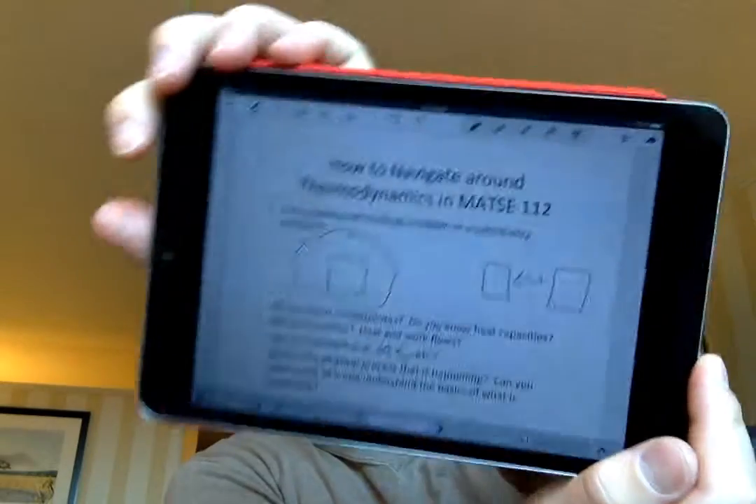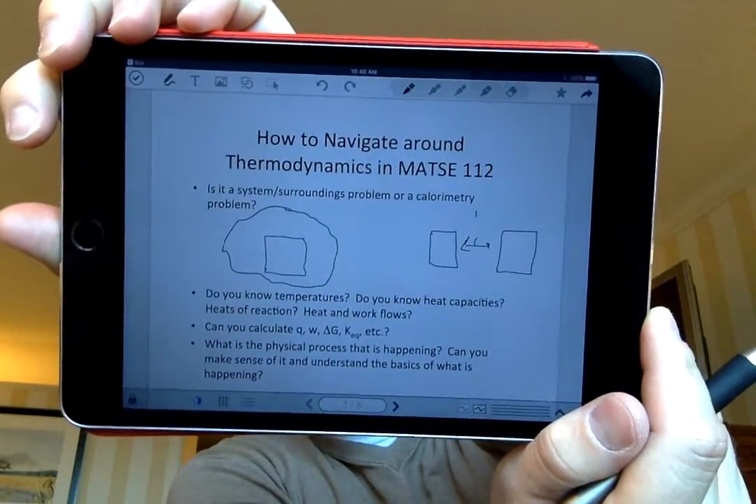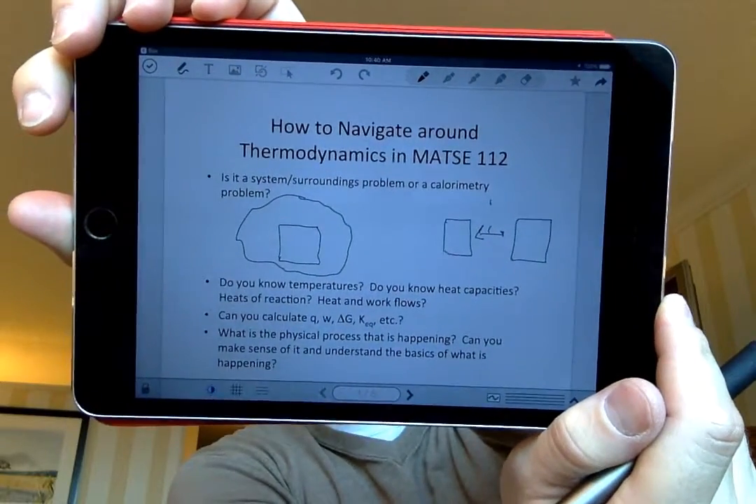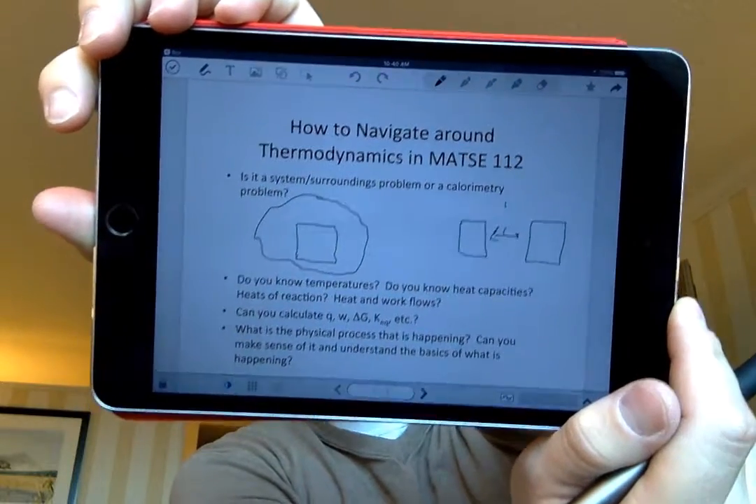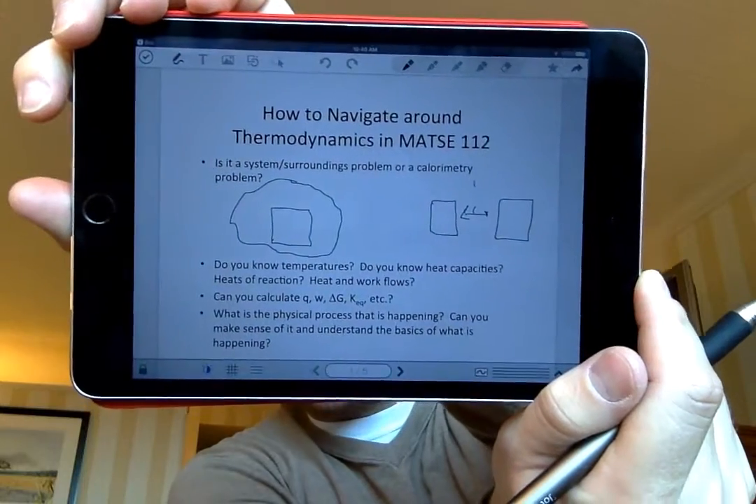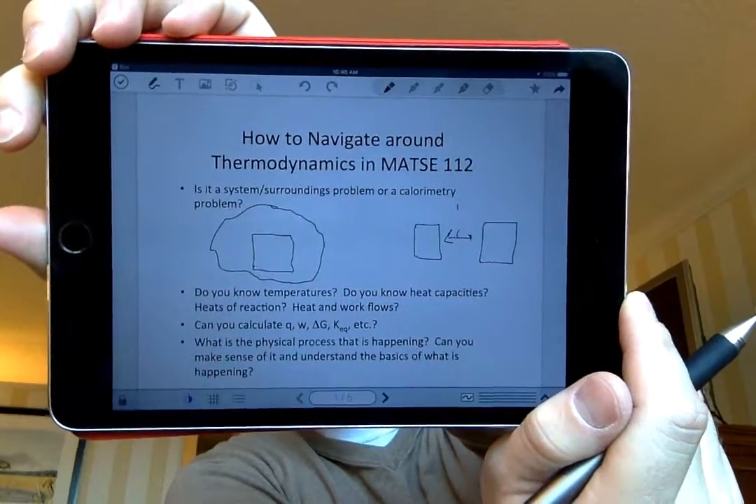And then we also have calorimetry problems where we're exchanging heat between two objects. You can have heat flow between two different objects, so something is heating up, something else is cooling down. Knowing the difference between whether you have a systems and surroundings problem or a calorimetry problem is really important to start to approach these problems in the right manner.